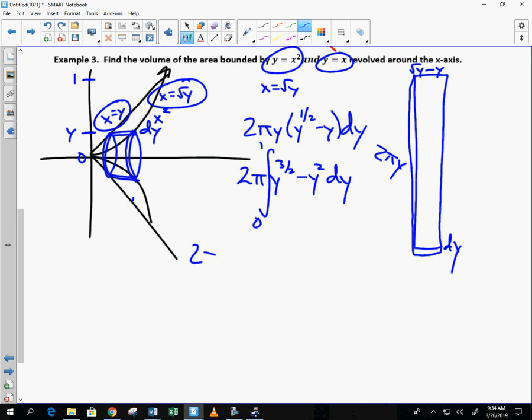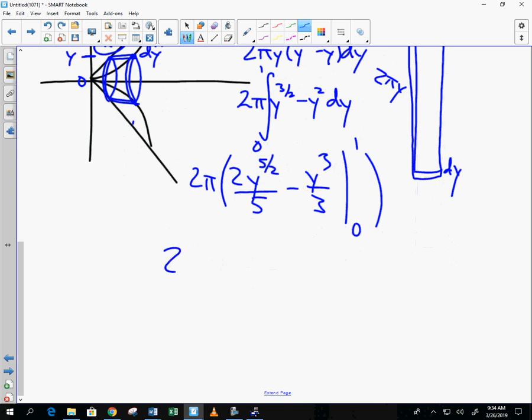All right, 2 pi. What's the antiderivative of y to the 3/2? 2y to the 5/2 over 5 minus y to the third over 3. Evaluated from 1 to 0. Thank you, Mr. Gans, for giving us 1 and 0. Well, you're welcome.